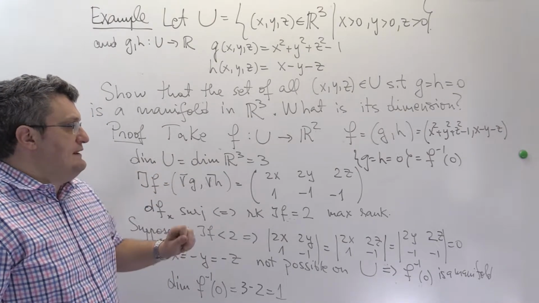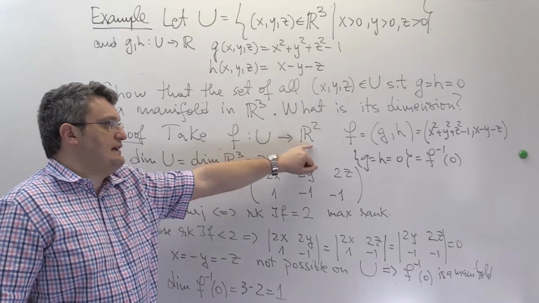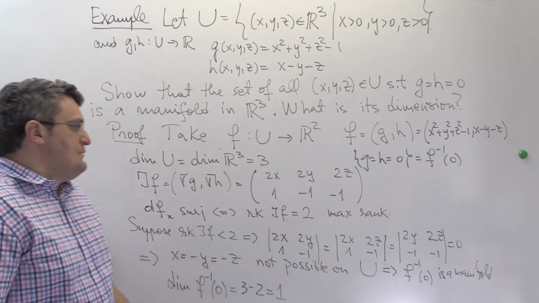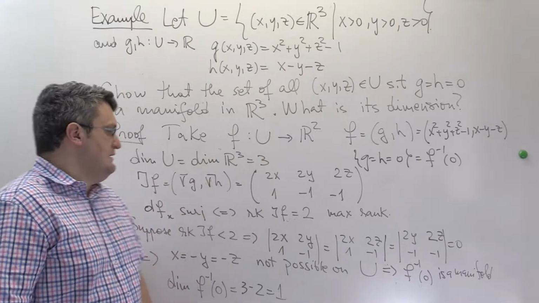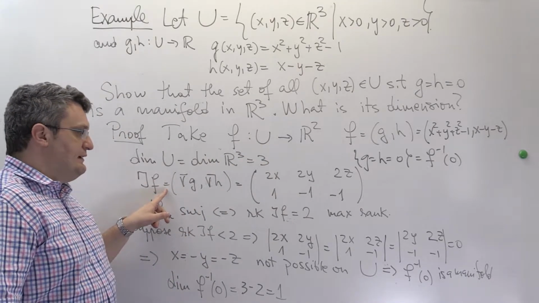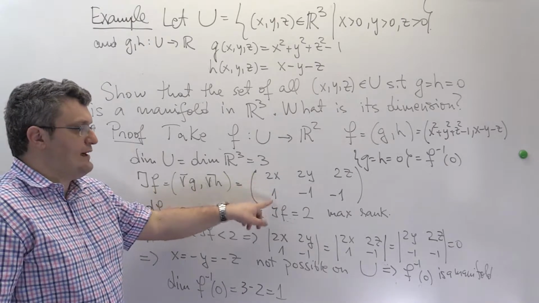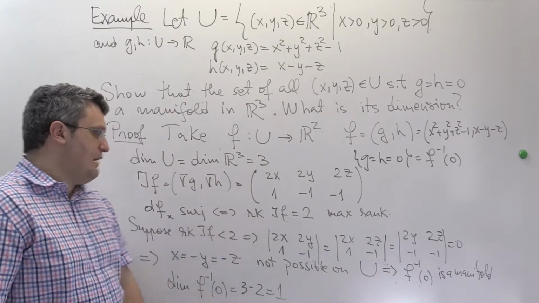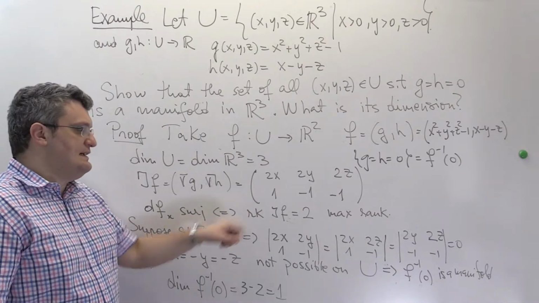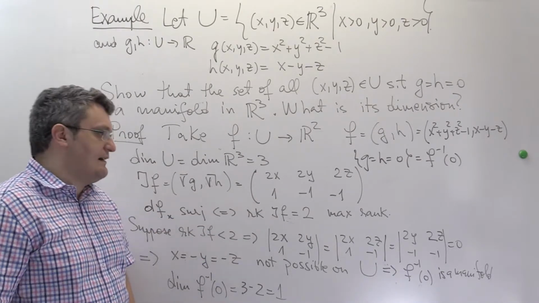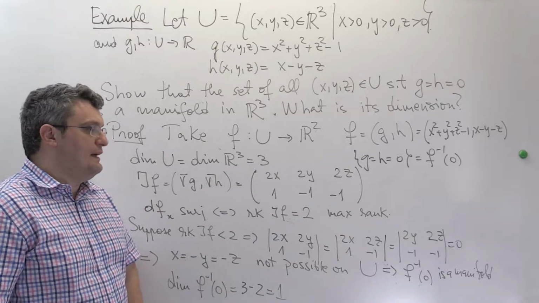Now take a point (x, y, z) in U such that f(x, y, z) = 0. Then we need to prove that the derivative is a submersion. So consider the Jacobian, which is given by the two gradients and has this form: (2x, 2y, 2z) and (1, -1, -1). Now the derivative is surjective if the Jacobian has maximal rank. In our case, maximal rank means a rank of 2.